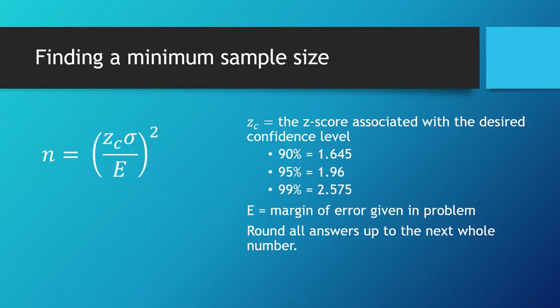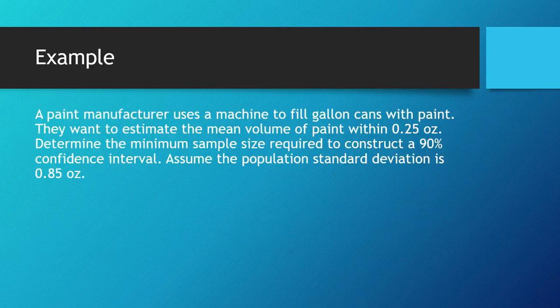Now, Z sub C stands for Z-score, and it's these numbers that go with these confidence levels. So if the problem says 95% confidence level, then you're going to use 1.96 for that Z sub C number. Sigma is standard deviation. We've done that before. And this E is the margin of error that the problem will give you. So let's look at an example.